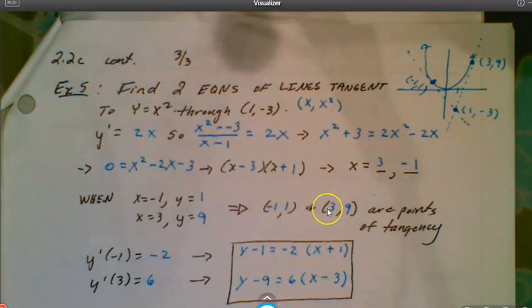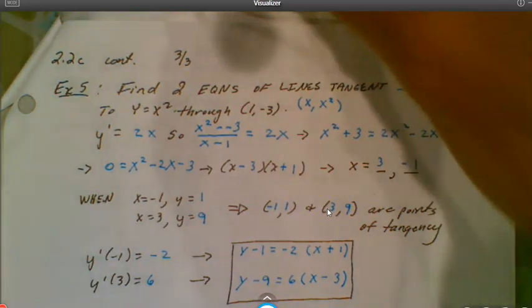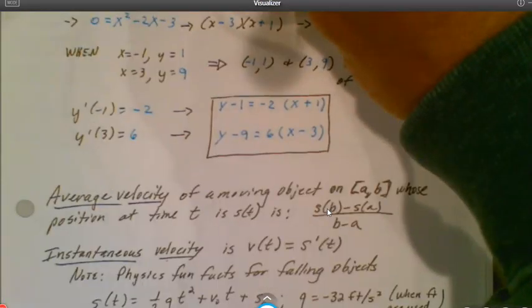Now that we have our points, all I would need is the slope of each line in order to get our point slope setups.